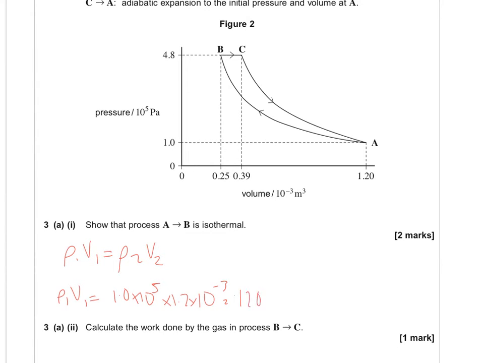That's 120 joules. P2 V2 is equal to, we're at B, so that's 4.8 times 10 to the minus 5 times 0.25 times 10 to the minus 3, which is 4.8 times 10 to the minus 5 times 0.25 times 10 to the power of minus 3.